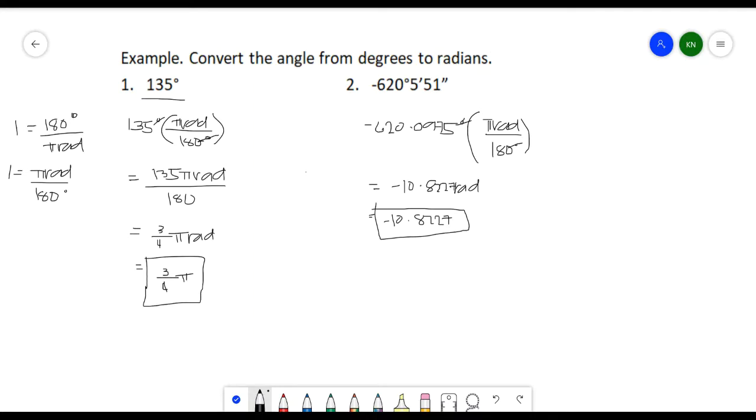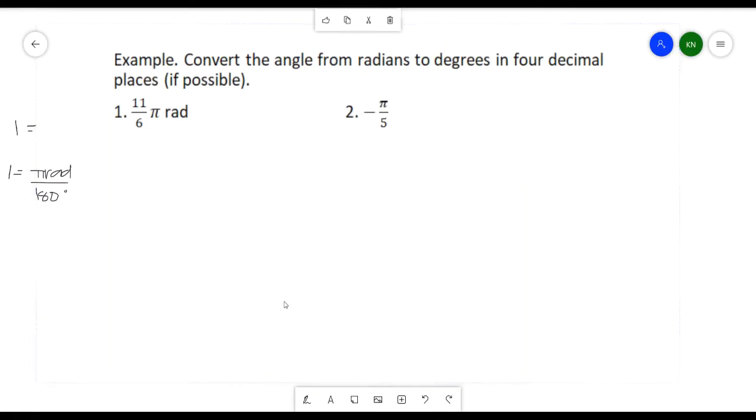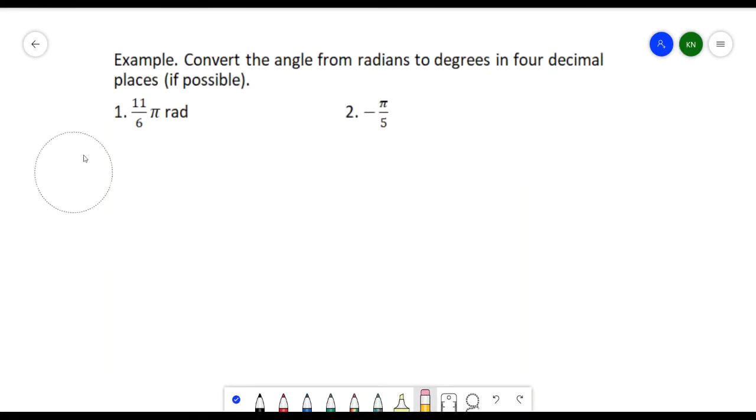Now let's move on to another example. We have here: convert the angle from radians to degrees in 4 decimal places if possible. Again, since this is now radians to degrees, we will be using 180 degrees divided by pi rad. So we have 11 over 6 pi rad.